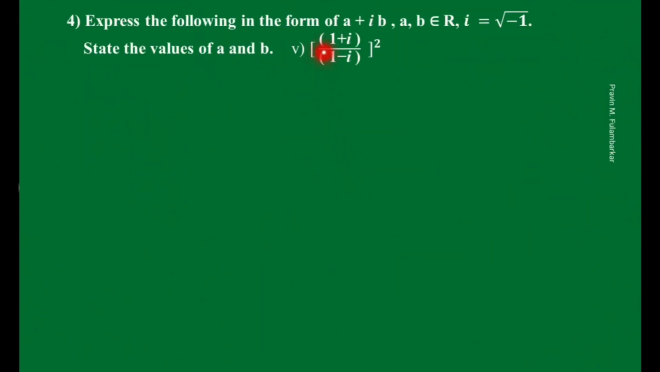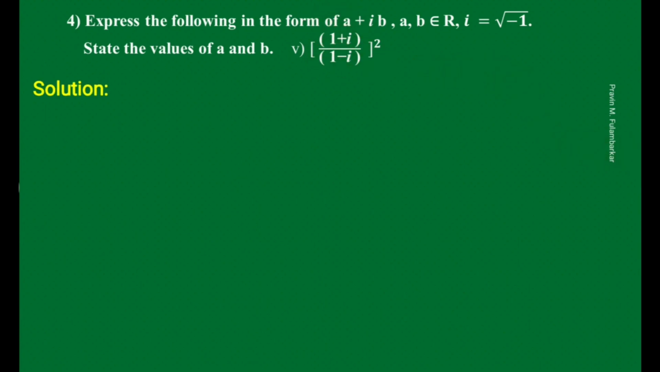Now see question number 5. If you observe this question 5, it is similar to (1 plus i) into (1 minus i) raised to the power minus 1, here only its square is given. So if you understand sub question 1, you can solve this easily. You have to solve (1 plus i) upon (1 minus i) first, and then take its square. So we simplify the bracket first.